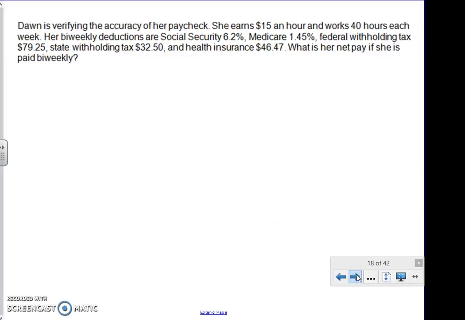All right, the next one says Dawn is verifying the accuracy of her paycheck. She earns $15 an hour and works 40 hours each week. Her biweekly deductions, biweekly meaning she gets paid 26 times a year or every other week: Social Security taxes at 6.2%, Medicare at 1.45%, withholding of federal taxes at $79.25, state at $32.50, and insurance of $46.50. So we have to find her net pay.